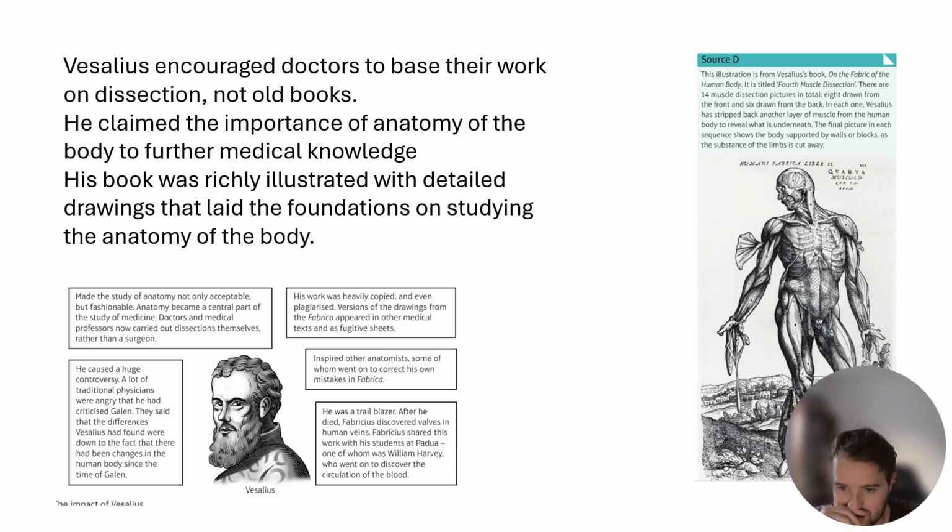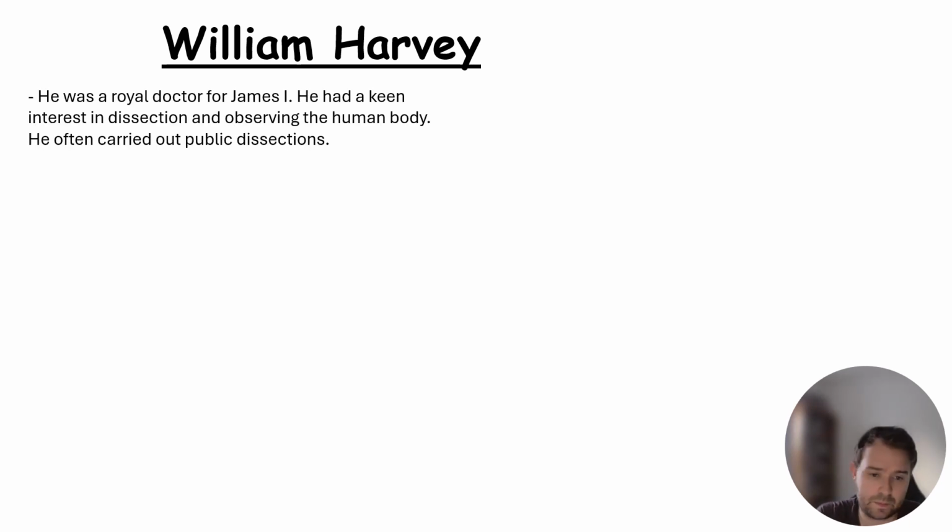As you can see on the right there, there's an illustration from the Fabric of the Human Body. If you go back to an earlier lesson, an earlier video, you'll see the old illustrations of the human body, it's night and day. It shows the advancement, more accuracy. Do have a look at the little mind map there of Vesalius. Things like him being a trailblazer is really important when we get to William Harvey. Right, Harvey. So, again, a doctor for James I.